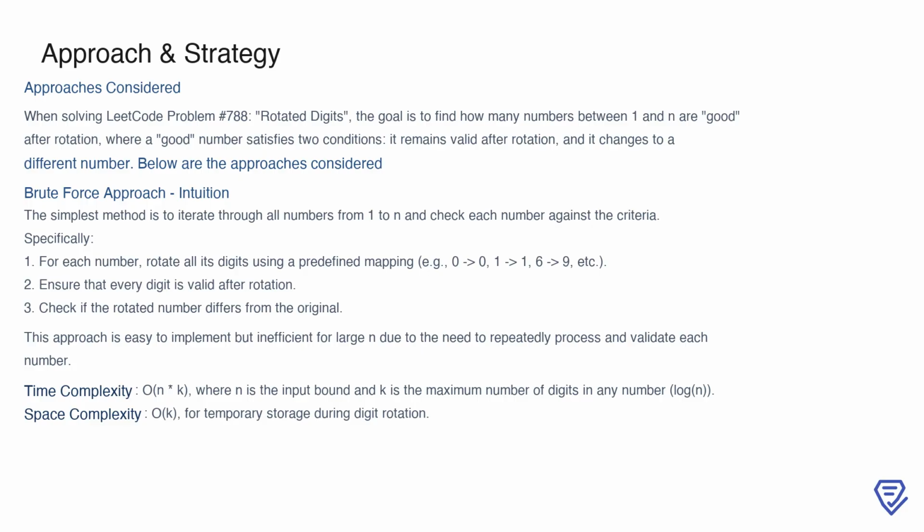A large n means processing and validating many numbers, leading to a time complexity proportional to both the range of numbers and their digit count. Additionally, the space complexity is modest, limited to temporary storage for digit manipulation. However, for larger inputs, this approach becomes computationally expensive and impractical.